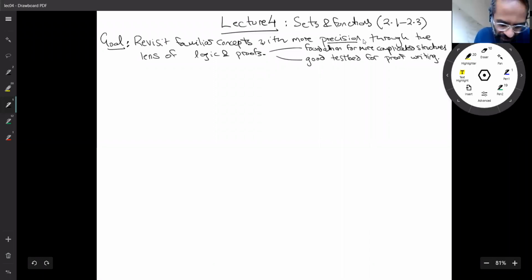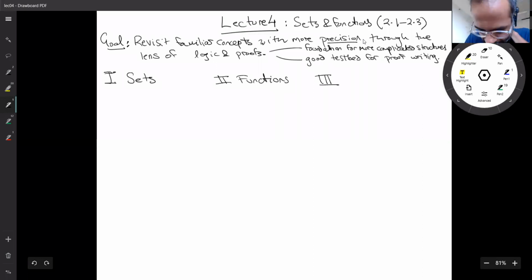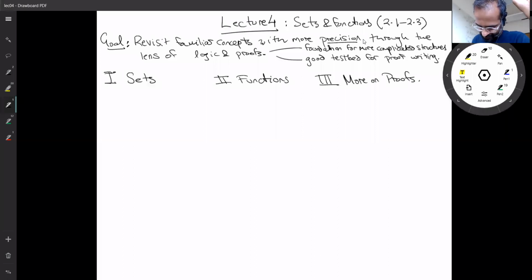So in today's lecture, I'm going to start by introducing sets. Then I'm going to talk about functions. We'll talk more about them next time. And then finally, I'll spend the last 10 minutes or so discussing a bit more about how to write proofs. So let's get started.